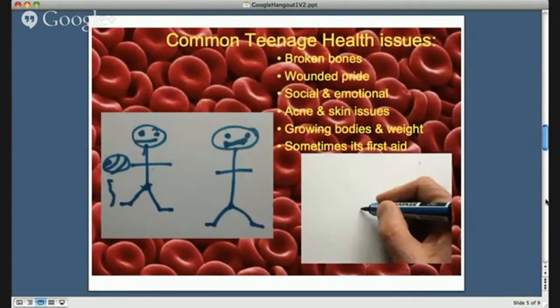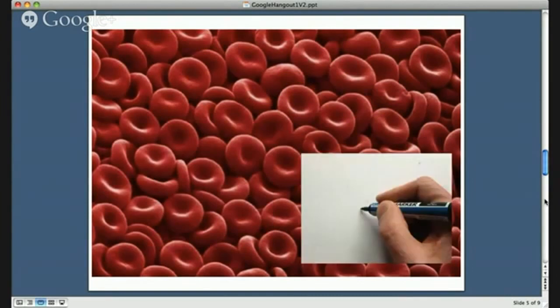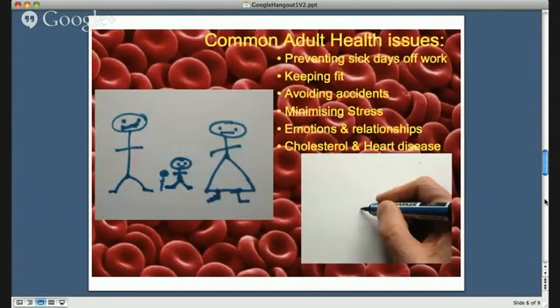So what about teenagers? How's health for them? Commonly, I guess it's broken bones, it's wounded pride even, it's social and emotional, skin issues with acne and other skin issues. But it's also about growing bodies and, am I too skinny, am I too fat, how does that work in for me? And again, sometimes stuff happens and it's about first aid, it's about fixing the issues. But then we move into adulthood, and maybe we've got kids or we don't have kids, but we've still moved into adulthood after teenage years.